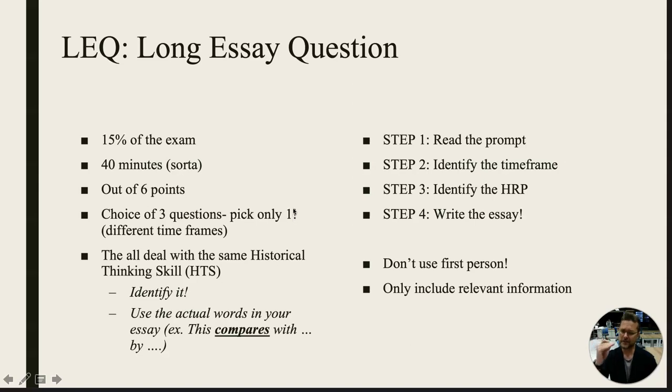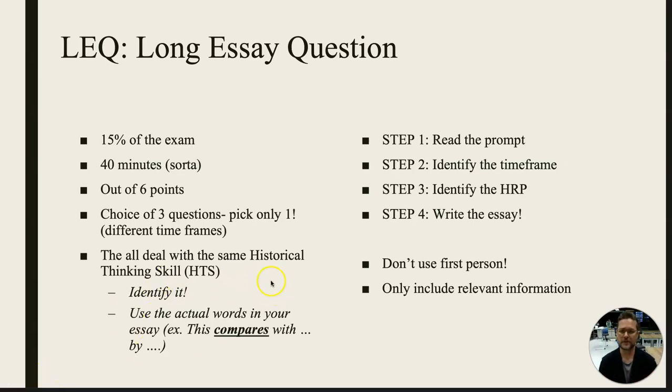And they're each in different time frames. So you're going to pick the one, obviously, that you know the most, right? The one that's from the time. The other part with these questions is they all deal with the same historical thinking skill or historical reasoning process, right? So one of the key things you need to do is identify that historical reasoning process right off the bat. So it's either causation, comparison, or continuity and change over time.